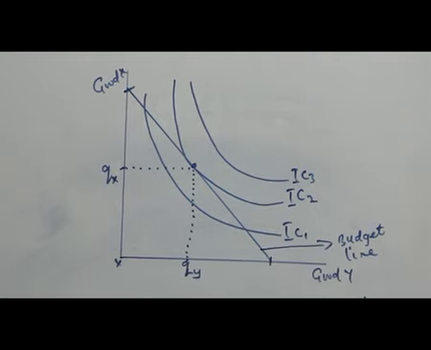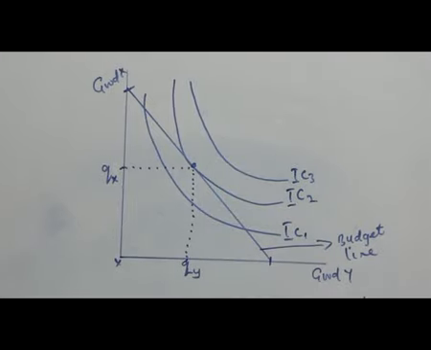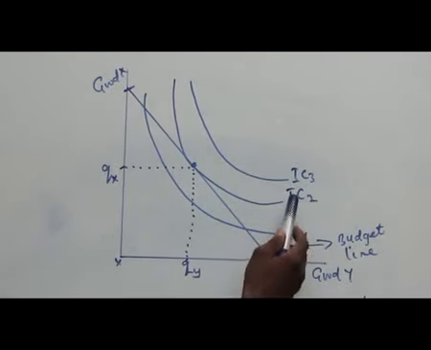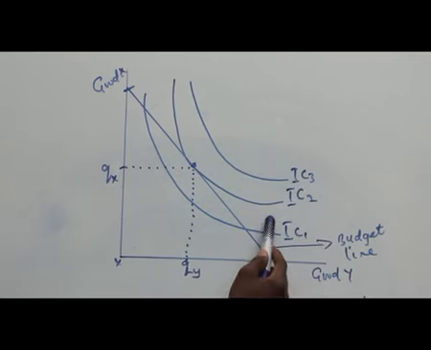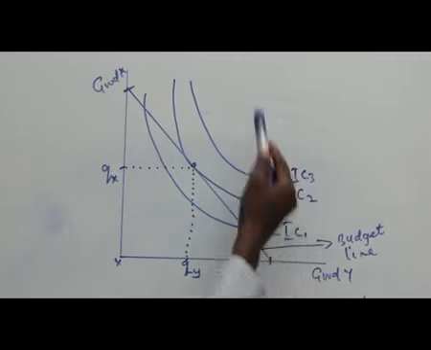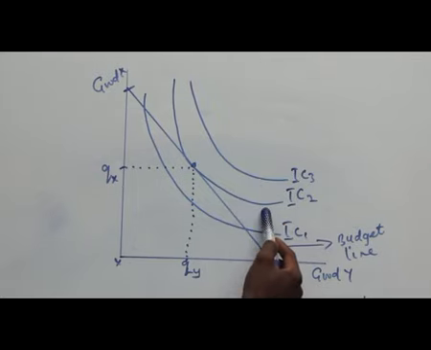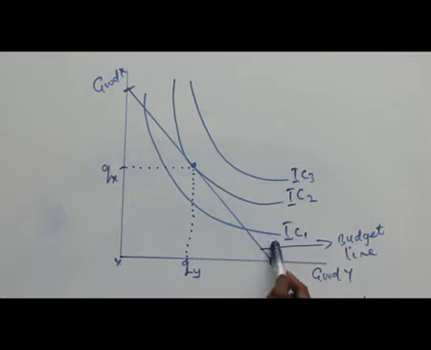Now, let's look at it again. This is our budget line. We can see indifference curve 1 here. We can see indifference curve 3 here. Right? But we have said that indifference curve 2 is a higher level of satisfaction. But indifference curve 3 is another higher level of satisfaction, that is higher than indifference curve 2. Why? Indifference curve 2 is higher than indifference curve 1.